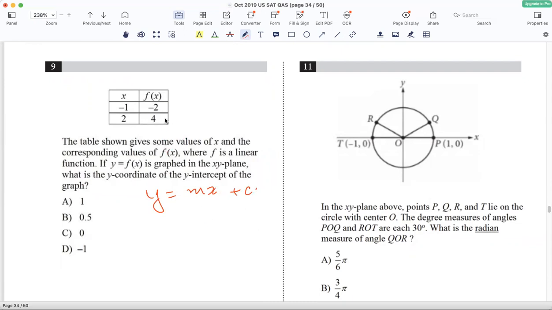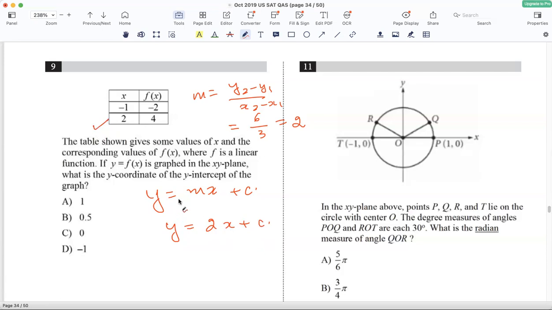So let me first find the slope. I can use (y2 minus y1) divided by (x2 minus x1). So 4 plus 2 is 6, 2 plus 1 is 3. So the slope is 2. So y can be written as 2x plus c.